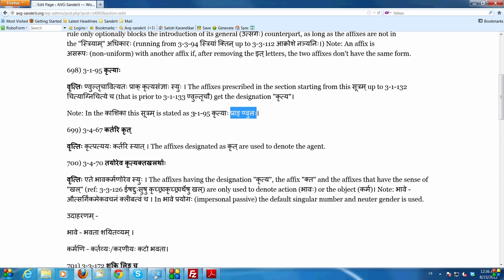The Siddhanta Kaumudi has a sutram just as Krityaha, that much only. The Kashika has a longer version, which is Krityaha Parang Valaha. It means the same thing. The Kashika just makes it clearer where the adhikara goes up to.